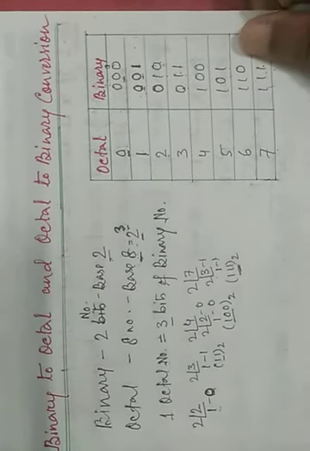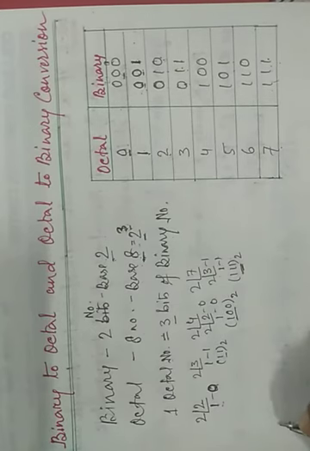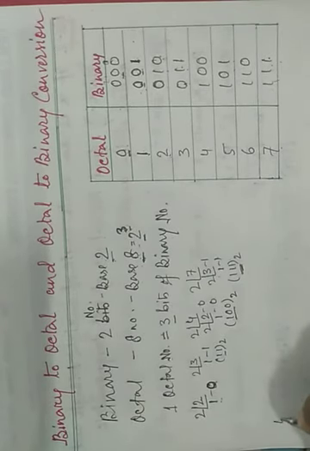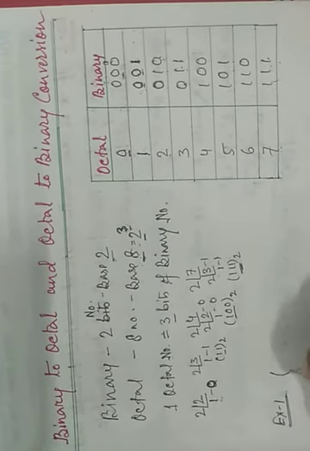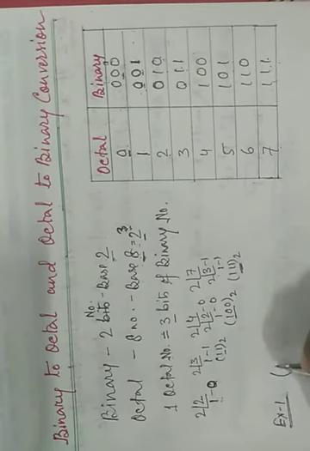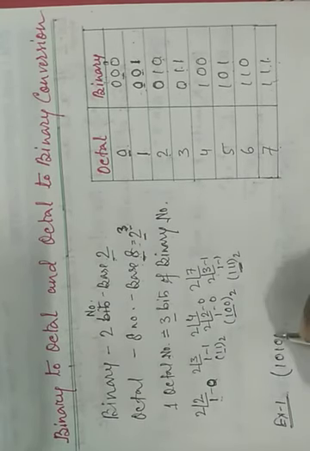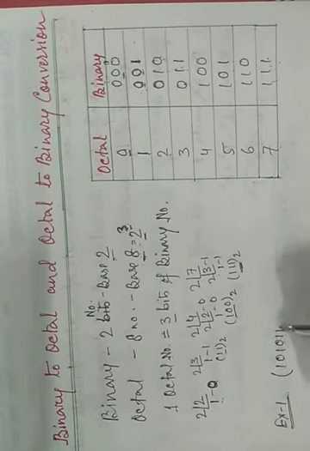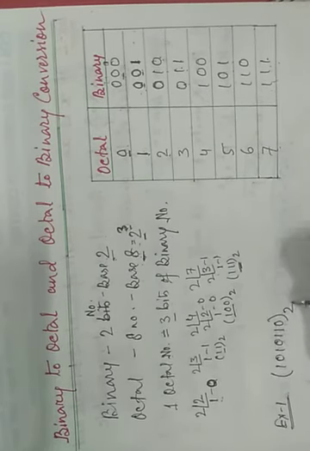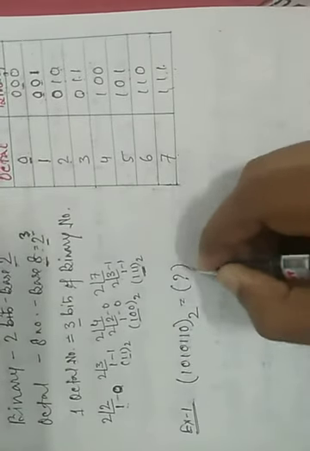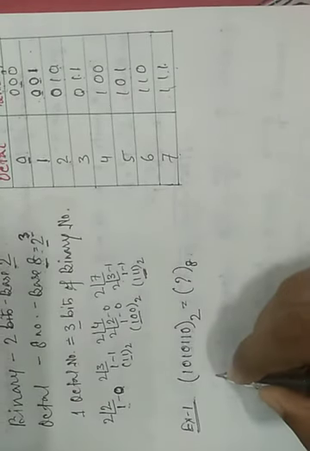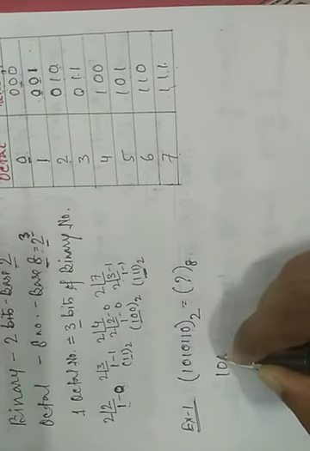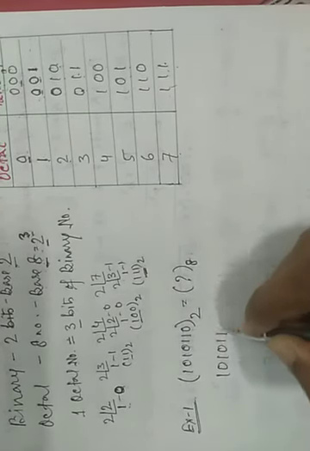Okay, now let us see an example. So our first example is example 1, binary to octal. Okay, so 1 0 1 0 1 1 0 in base 2 equals to octal, means base 8. Okay, so you write a very easy thing, 0 1 1 0.